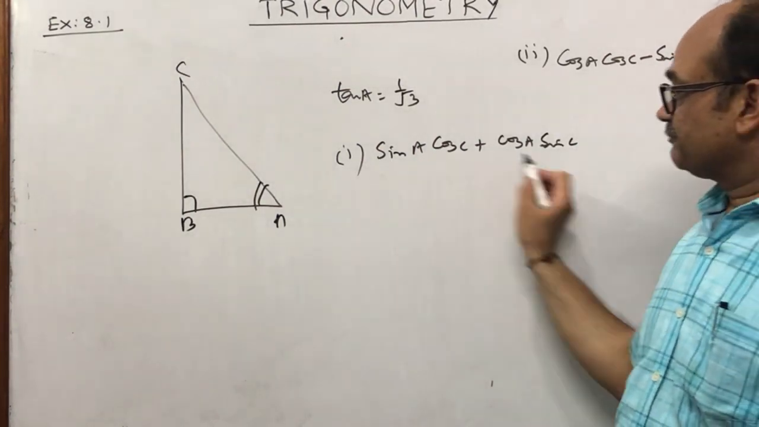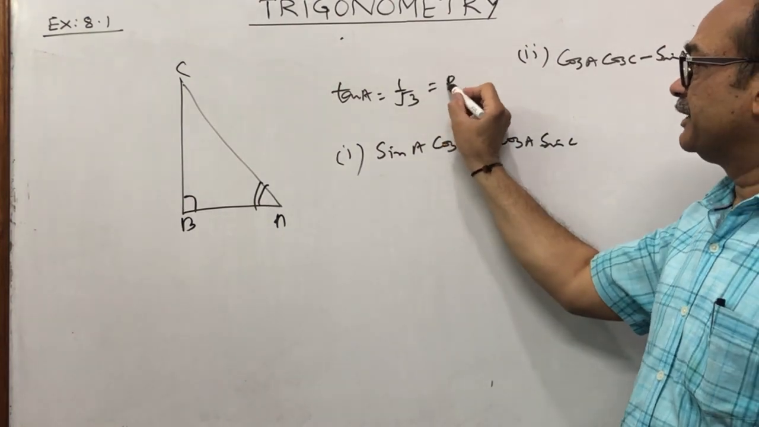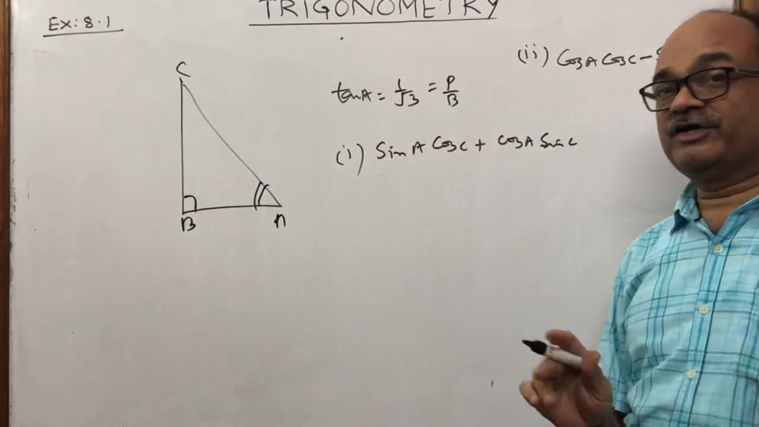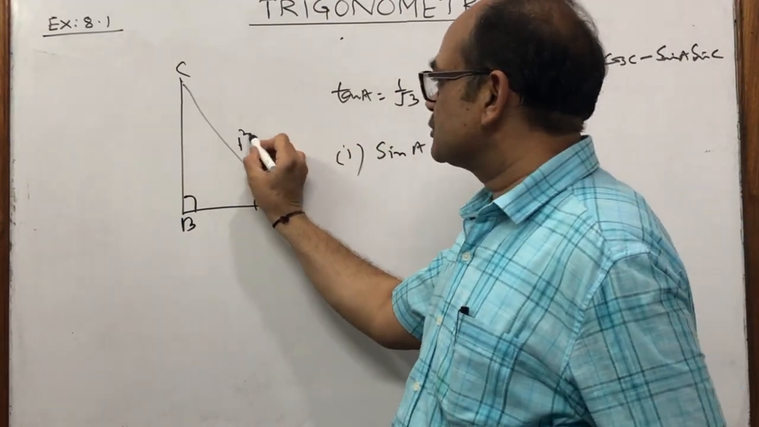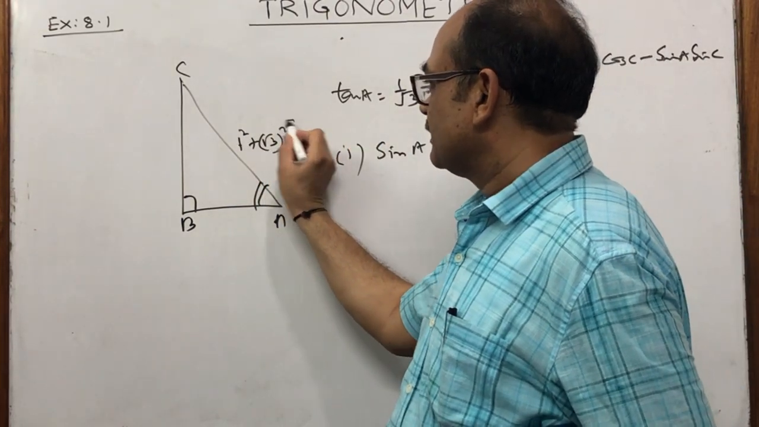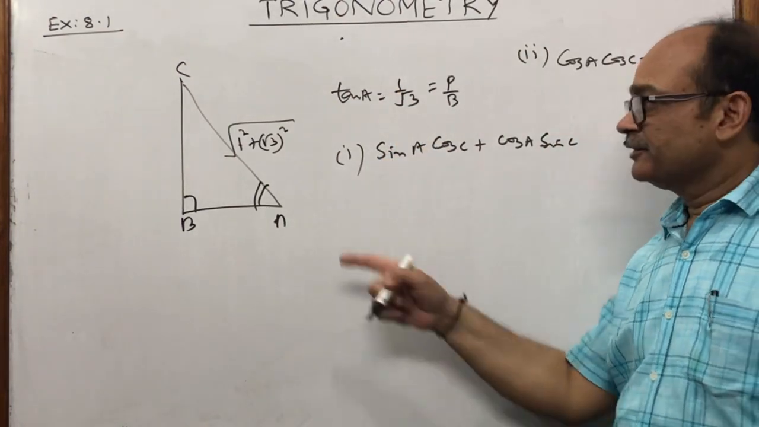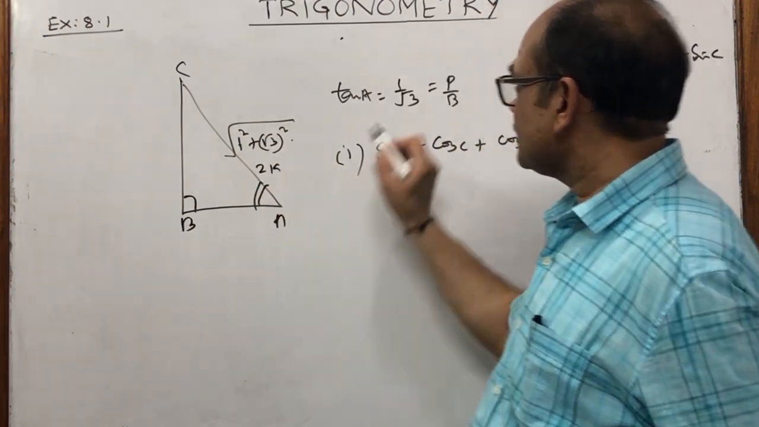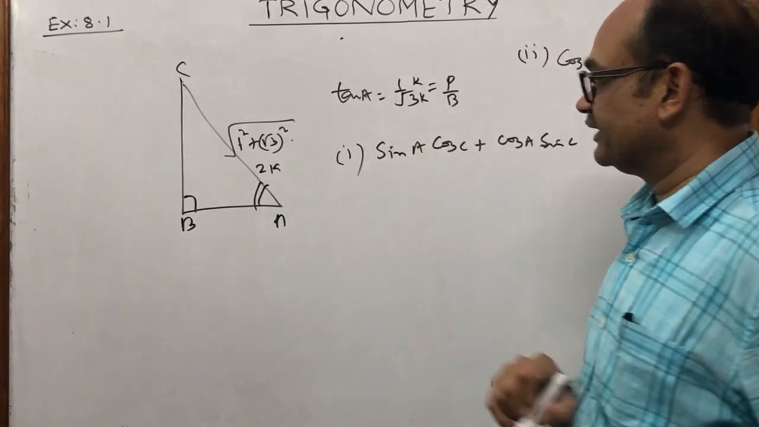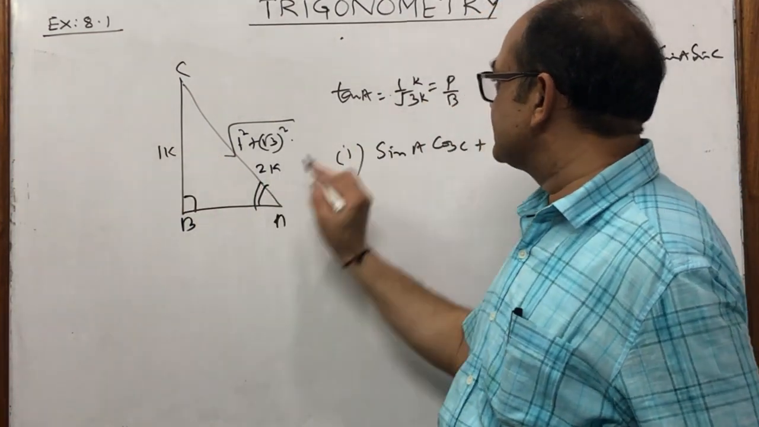It means first we want the values. What is required? Tan means P by B. We have to calculate hypotenuse. So first we calculate the hypotenuse, which is root of 1 square plus root 3 square, in terms of k. What are we getting? 3 and 1, 4, that is 2k. This is k and this is root 3k. One is perpendicular and base is root 3.